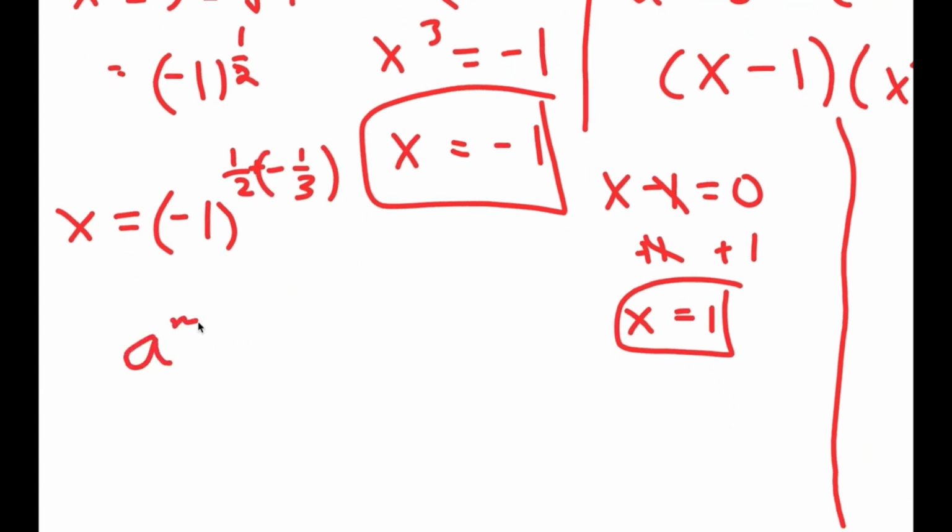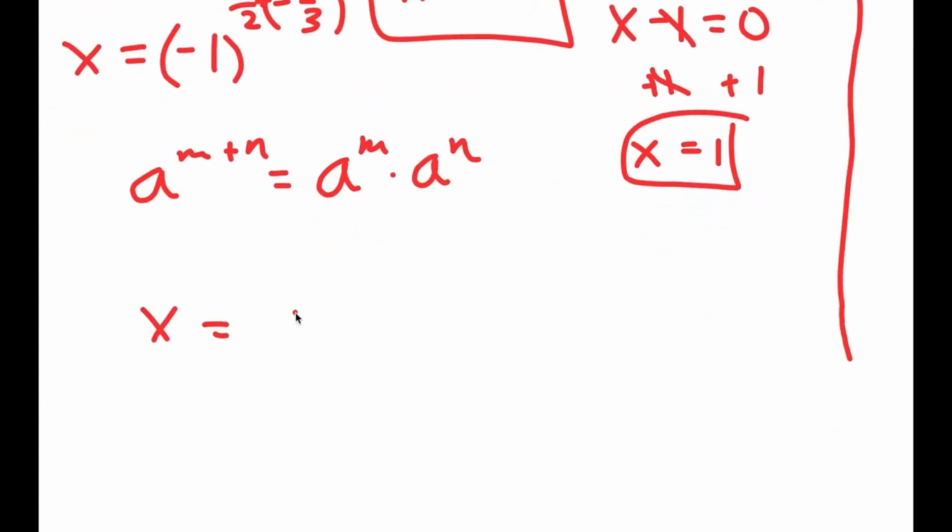And if I have something in the form a to the power of m plus n, this is equal to a to the power of m times a to the power of n. So this is going to equal negative 1 to the power of 1/2 times negative 1 to the power of negative 1 over 3.